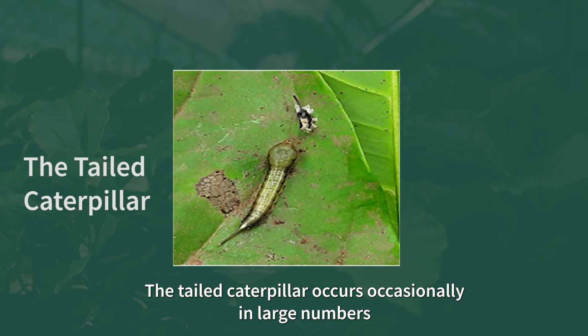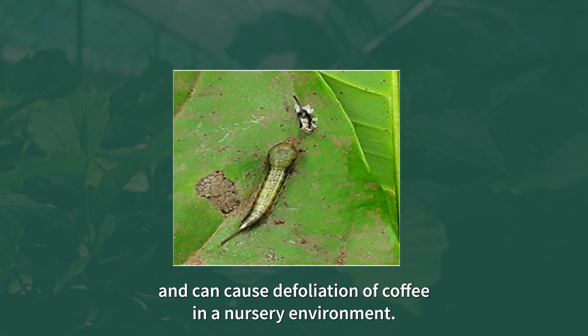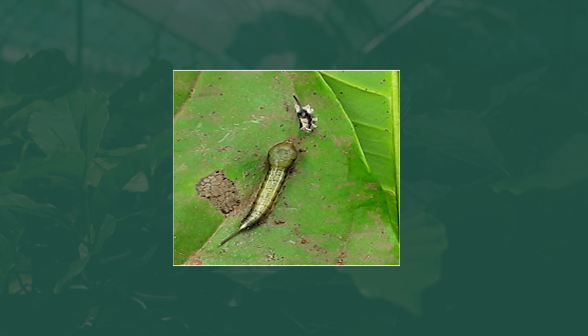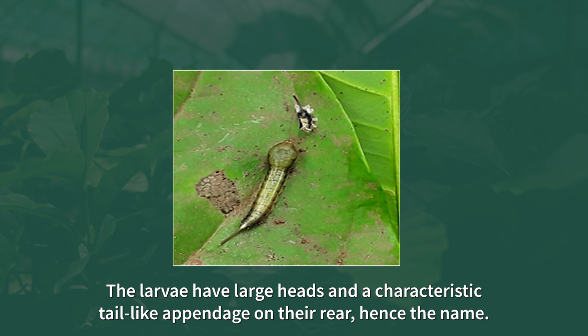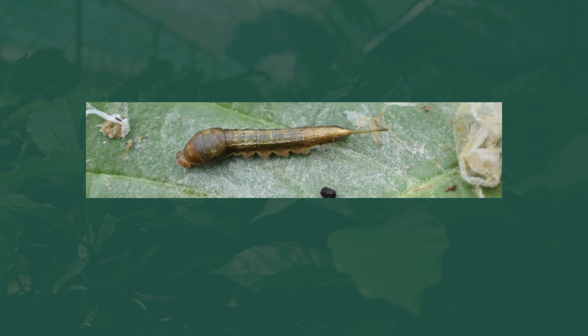The tailed caterpillar occurs occasionally in large numbers and can cause defoliation of coffee in a nursery environment. The larvae have large heads and a characteristic tail-like appendage on their rear, hence the name. Larvae feed on leaf lamina, sometimes causing serious defoliation.